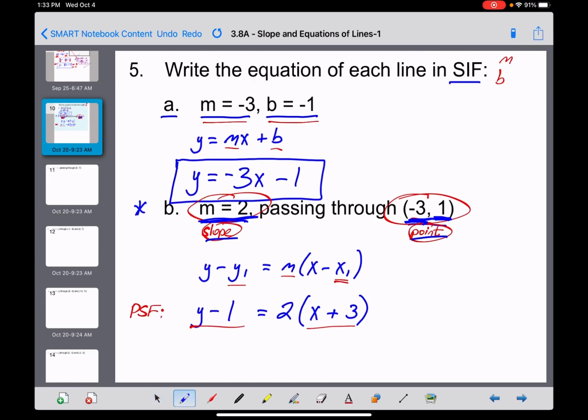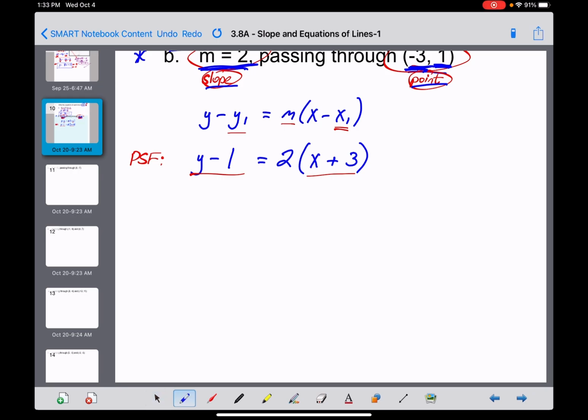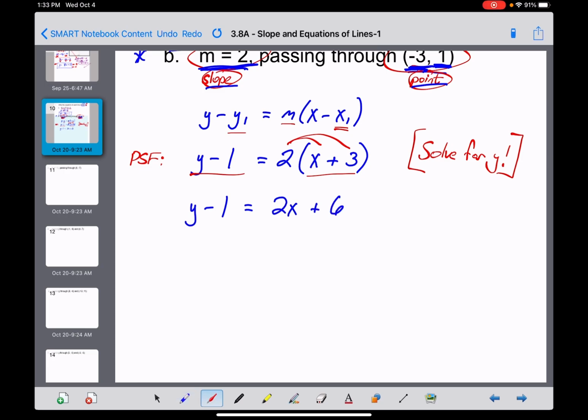But the directions, if I go back and read them again, said they wanted every equation in slope intercept form. So now, what we have to do is follow the rules of algebra and convert this equation from point slope form into slope intercept. And how are we going to do that? Very quickly, guys, we solve for y. That's how you get something into slope intercept form. So the first thing we're going to do here to solve for y, we're going to distribute that 2. y minus 1 is equal to 2x plus 6. And then to get y by itself, we just need to add a 1 on both sides of the equation. And that'll give us y is equal to 2x plus 7.